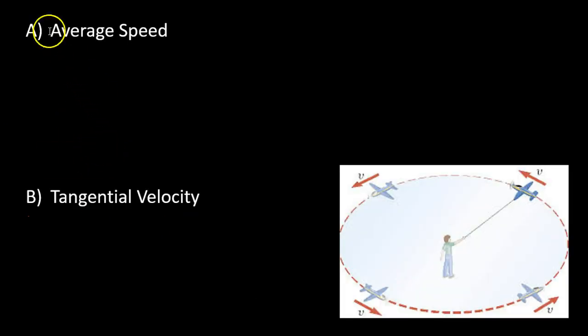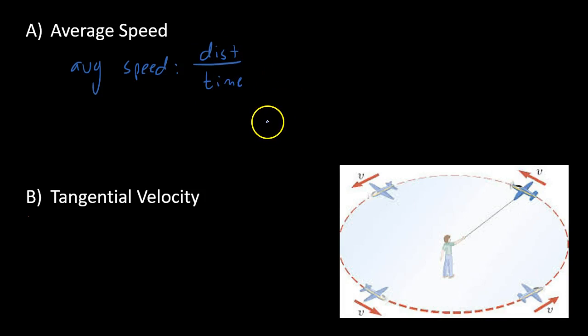Okay? So the first part of our notes, part A, average speed. Again, we'll apply it to this same example here, just so we have a nice visual. We already know what average speed is, the basics. It should be the distance an object travels divided by the time it takes for it to travel that distance.